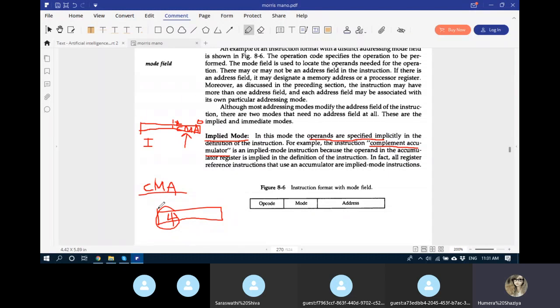Okay, so in accumulator, this is accumulator AC. What is this? This is IR, the instruction register. So in instruction register, you have the first part, 0 to 11 bits, means total 12 bits. Implied mode means operands are implicitly specified.